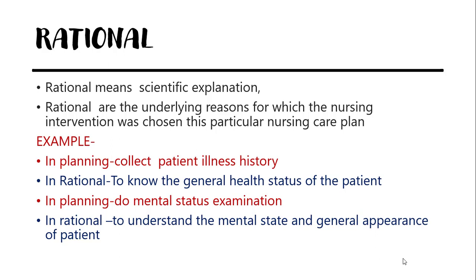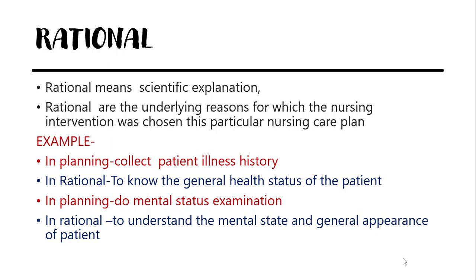If you see this example, you will get more understanding. In planning, if I am writing collect the patient's illness history, in rationale you have to write for what purpose you are collecting the history: to know the general health status of the patient. In planning, if I am writing do mental status examination, in the rationale I have to write to understand the mental state and general appearance of the patient.